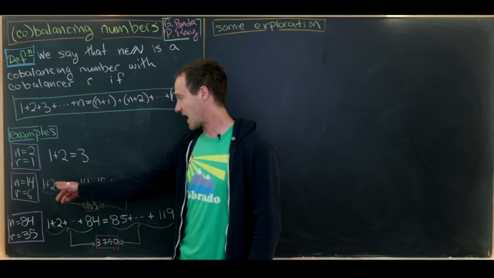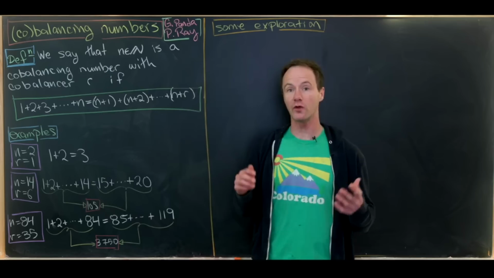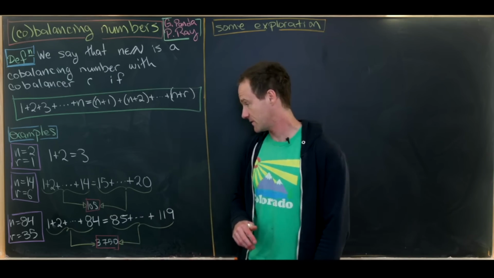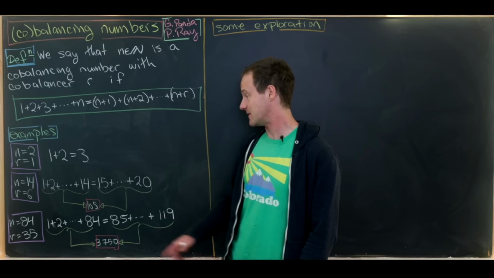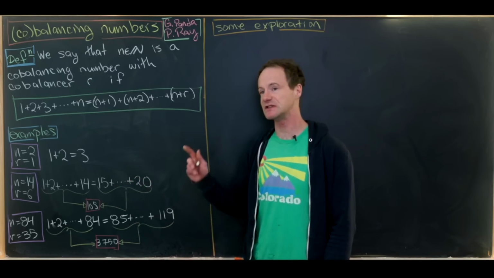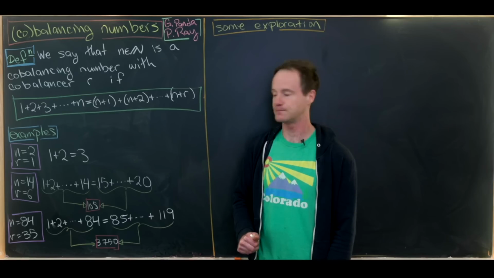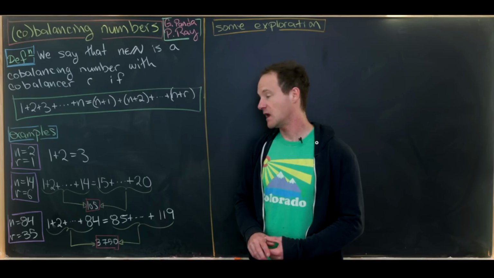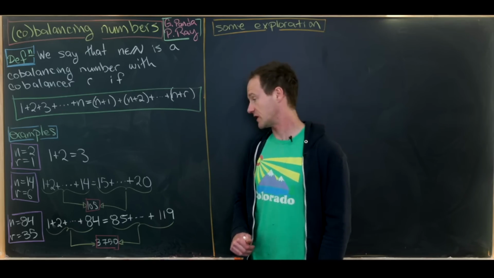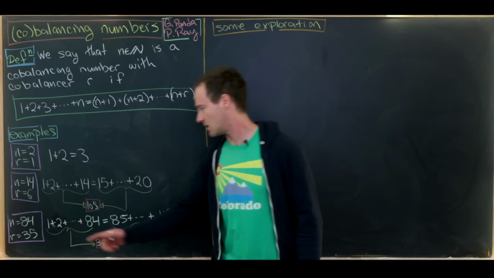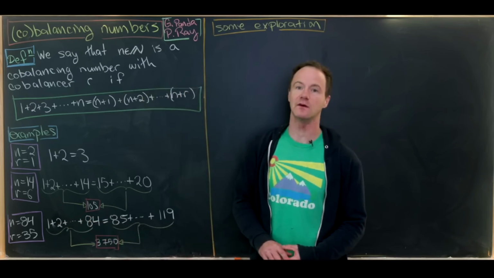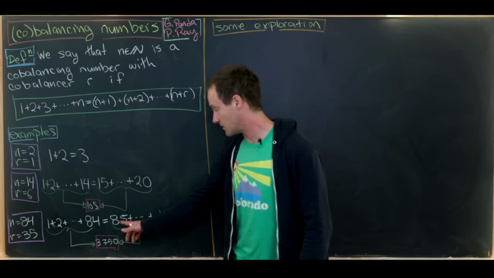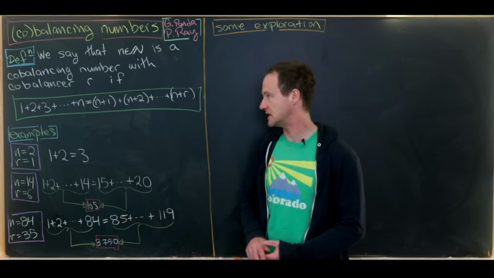The next co-balancing number is 14, and its co-balancer is 6. That's because if we add 1 plus 2 plus 3 plus 4 all the way up to 14, we get the number 105. But 105 is the same thing as 15 plus 16 plus 17 all the way up to 20. Then the next co-balancing number is 84, and its co-balancer is 35. That's because if we sum 1 up to 84, we get the number 3,570, and that is equal to the sum from 85 to 119.